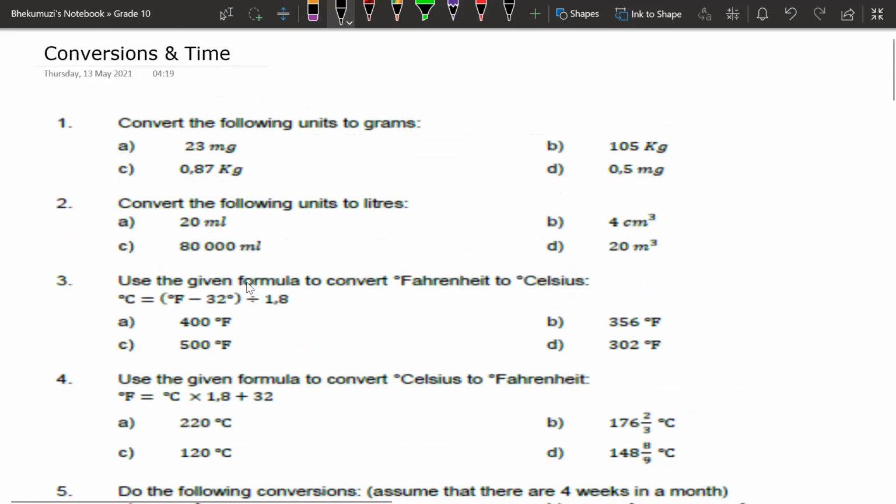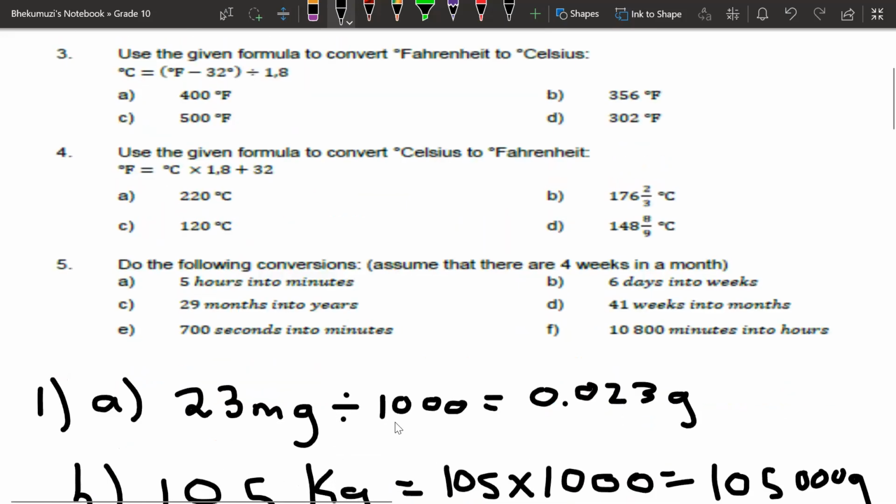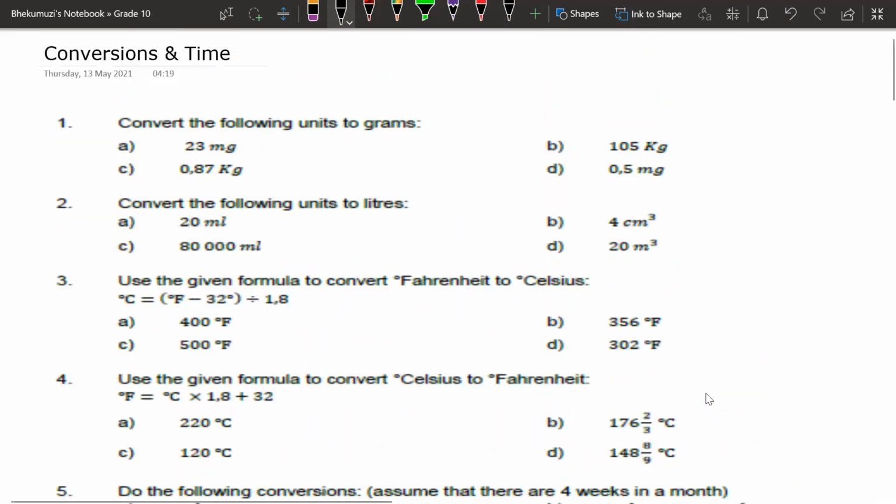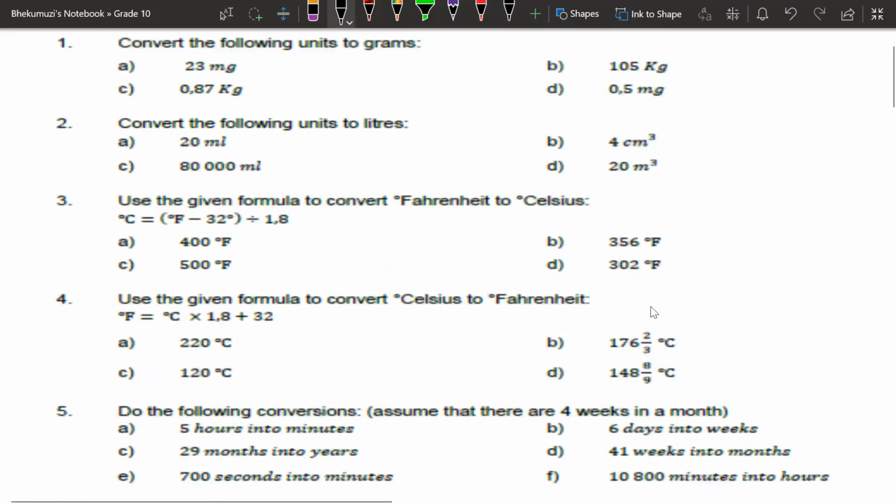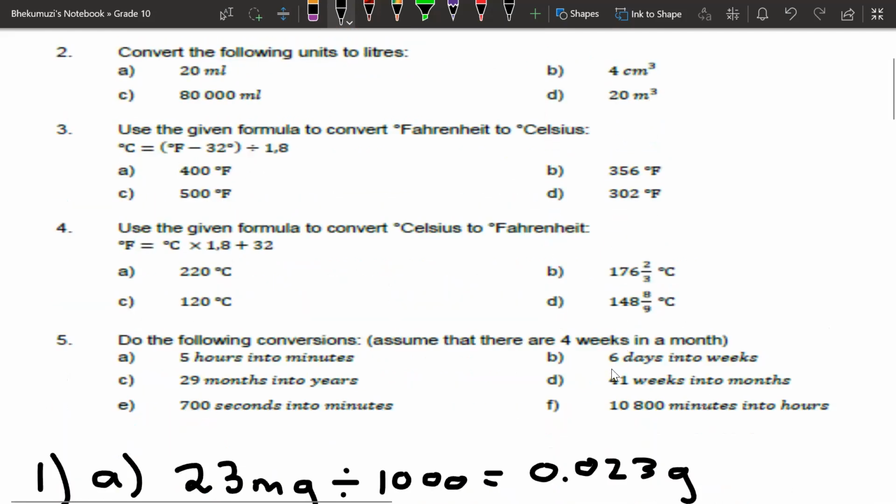So the first one, we need to convert 23 milligrams to grams. Now, how do we do that? We divide by 1,000, so we will get 0.023. This is quite easy to remember as long as you remember your tables of conversions, right? Your tables of conversions will tell you that 1 kilogram is equal to 1,000 grams, and so on and so forth. So you need to be able to remember these things and actually know them.